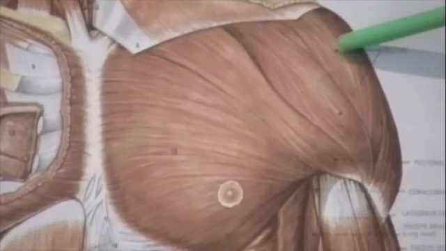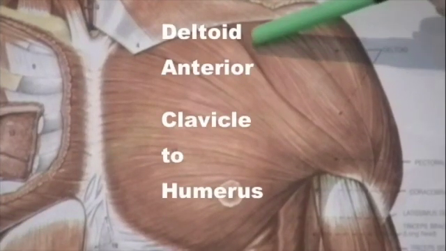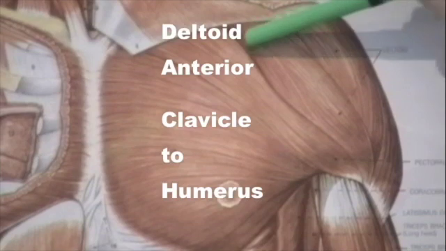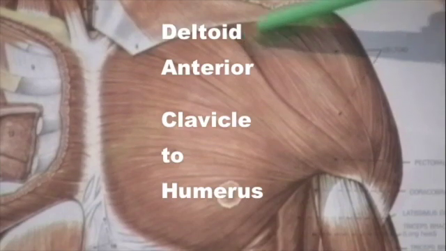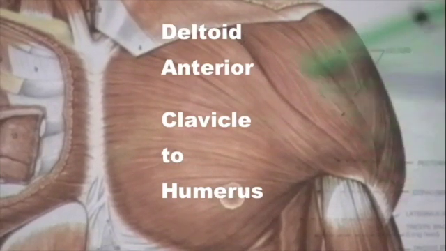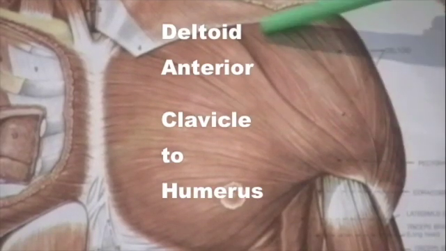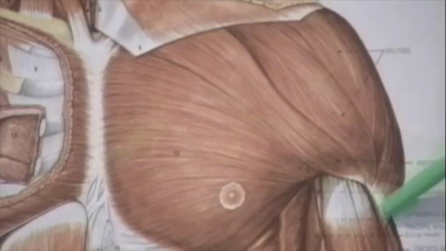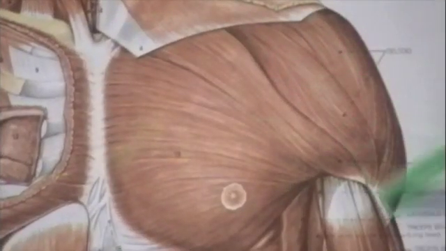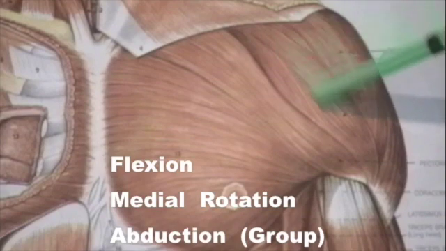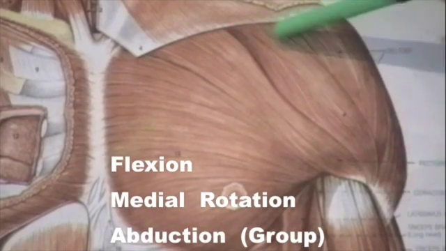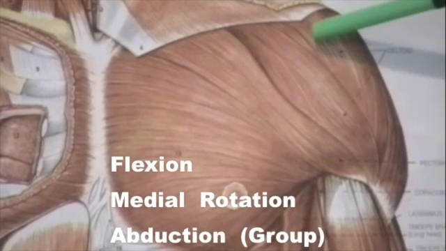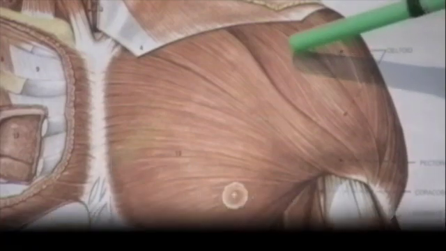The deltoid muscles. Delta, triangle, oid, shape or form, deltoid. The anterior deltoid comes from the clavicle, goes on to the deltoid tuberosity at the humerus. Anterior deltoid: flexion at the shoulder and medial rotation, as well as doing abduction in combination with the other deltoid muscles.